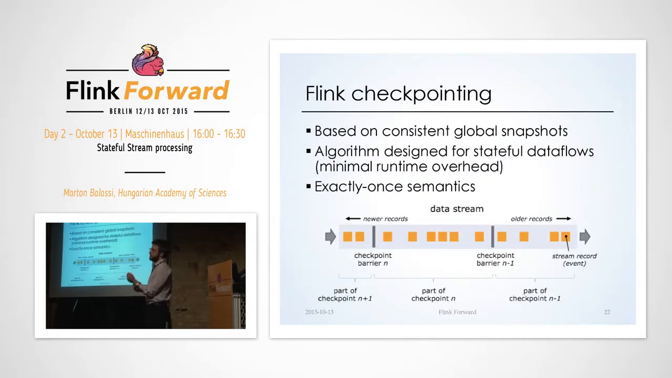Okay, so Flink checkpointing. Flink has a really nice, lightweight checkpointing. What basically happens is Flink sends checkpoint barriers through the stream. If this barrier reaches an operator, the operator does a checkpoint. This way we get a consistent global checkpoint, because we checkpoint once we reach all the operators. And yeah, it's really good.